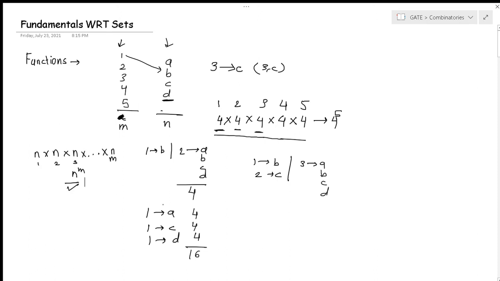Now let's go a little bit ahead. Okay, so now let's see the principle of addition and multiplication with respect to sets.